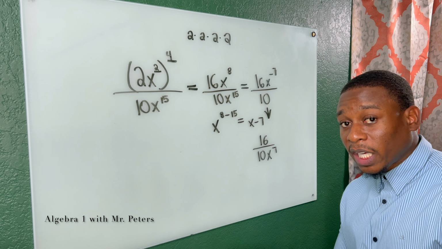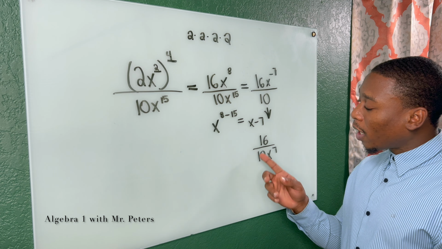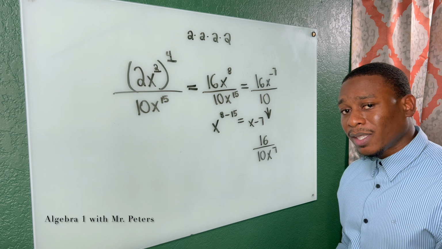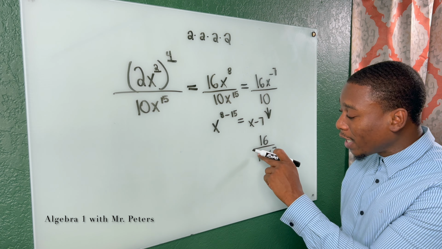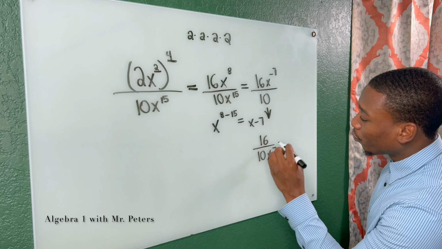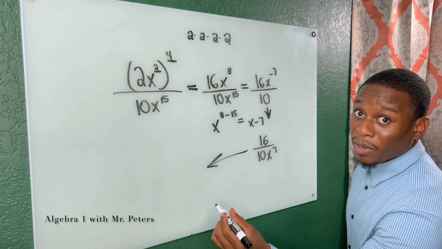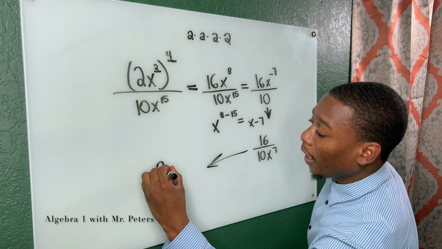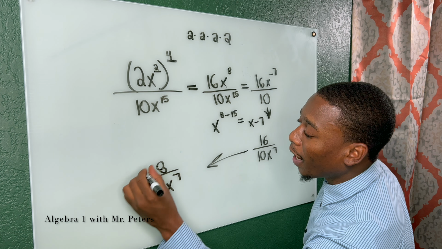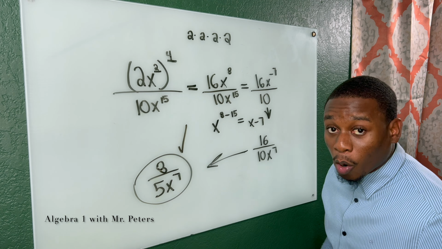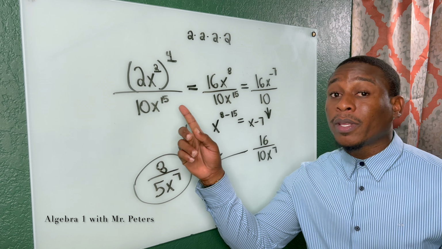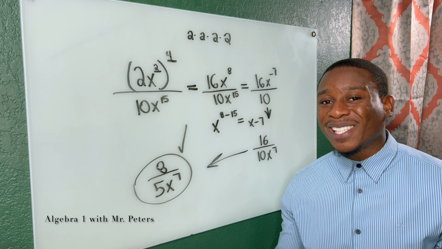And now that I took care of my exponent, we can now reduce this fraction. And when I'm looking at this, I think the best thing to do is to divide 16 and 10 by 2. Once we do, let's just write this over here so I make sure you guys see this. We're going to get 8 over 5x to the 7th power. And this will be our final answer for this problem. And like I said, this is typically what you're going to see when we're dividing exponents.